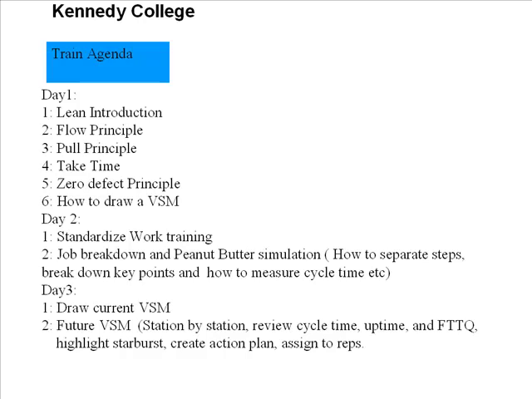Then we're going to go through the lean four principles. We're talking about the pull system, zero defect, takt time, and also the flow. So we're going to introduce these four principles. Then, because this workshop only focuses on value stream mapping, we also do a value stream mapping training, right? VSM training. So that's the first day. The second day we do the standardized work training, job breakdown, and peanut butter simulation.